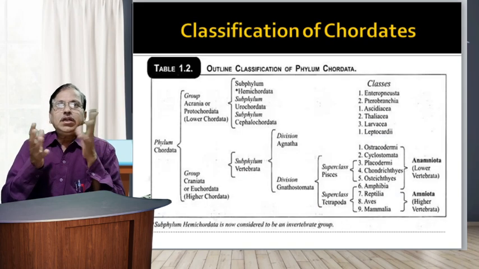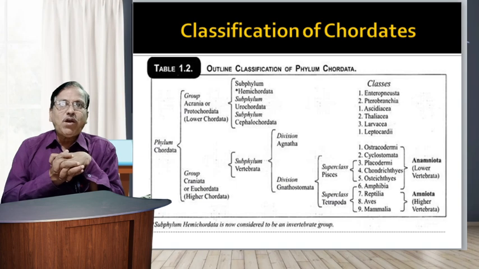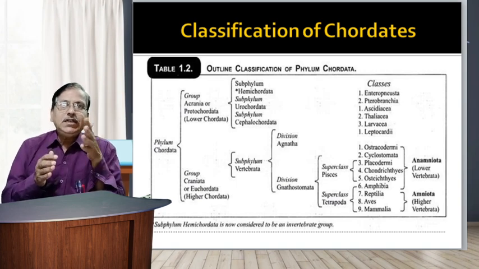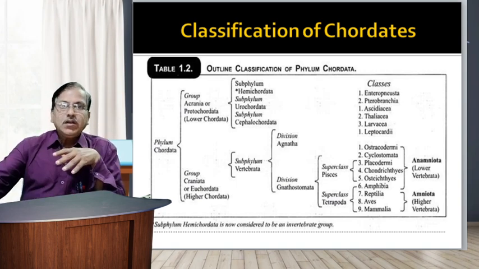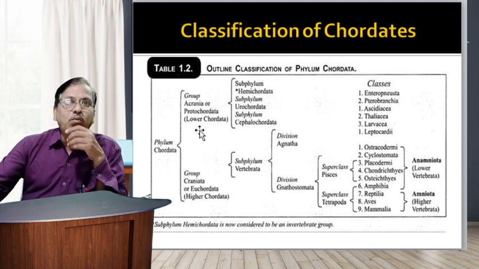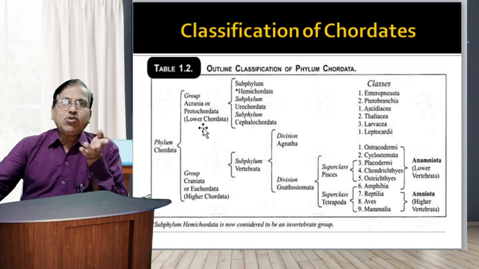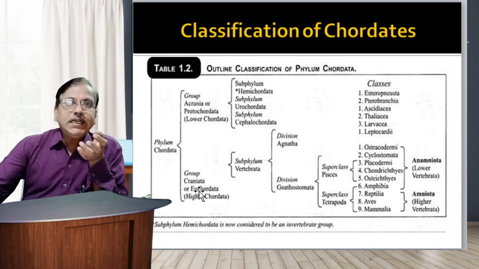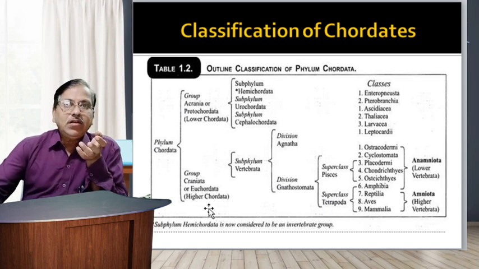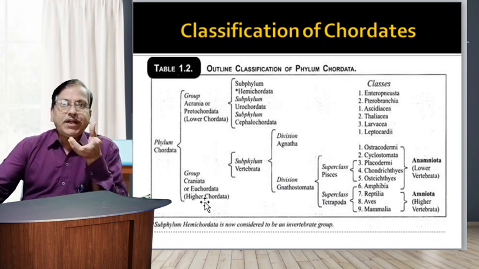From the point of view of classification, chordates are outlined in different ways. The phylum Chordata is divided into groups. First is the Acranata or Protochordata, which is called the lower chordates. Second is the group Cranata or Euchordata, which is the higher chordates. These are the two main groups.